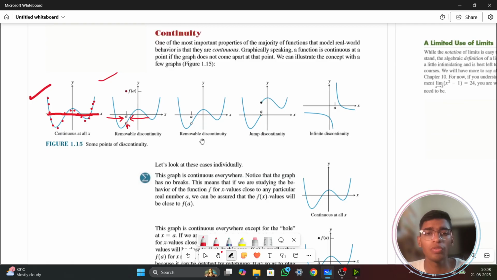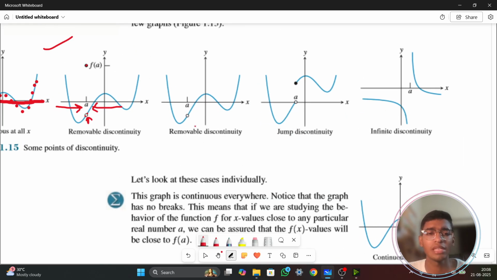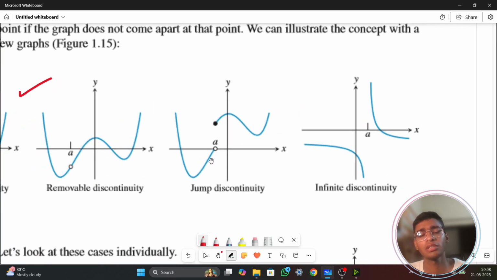That is why they have called it removable discontinuity. Again, the same example they have given you in this third one also. You see the fourth one. This is called jump discontinuity. You have a value of y corresponding to every x, but at point a, you are not having a value for y.